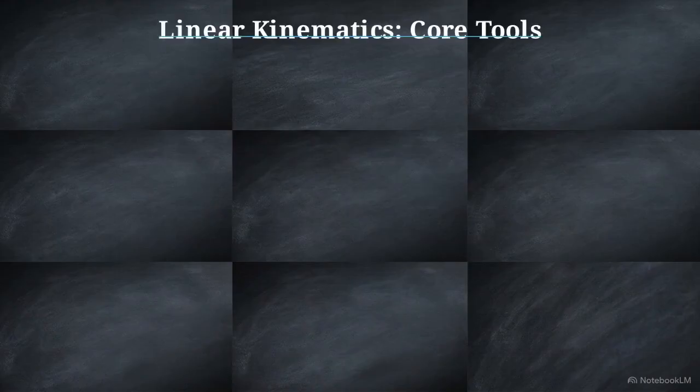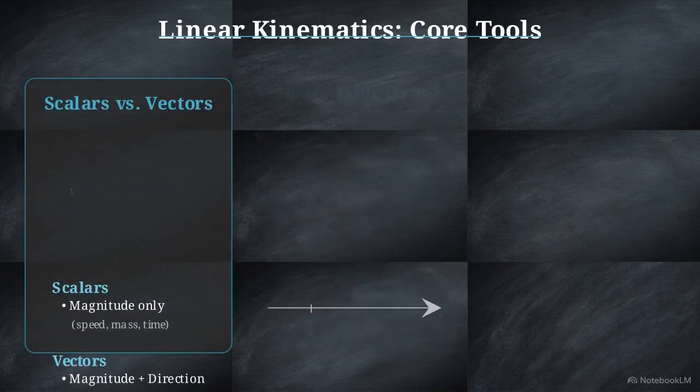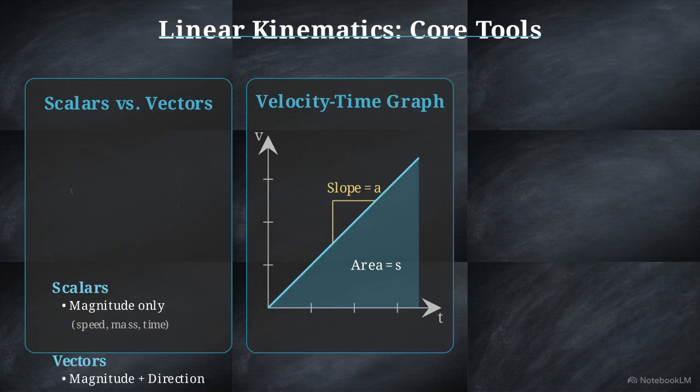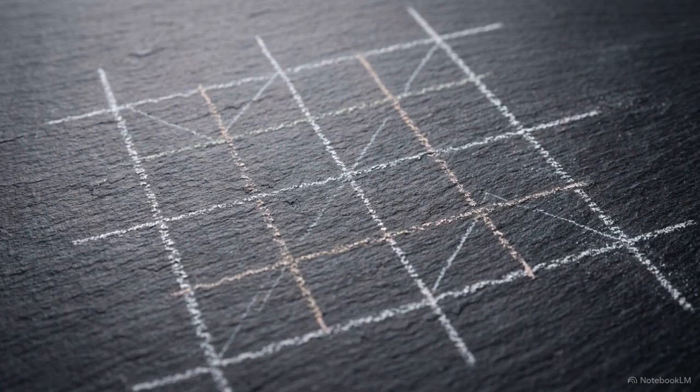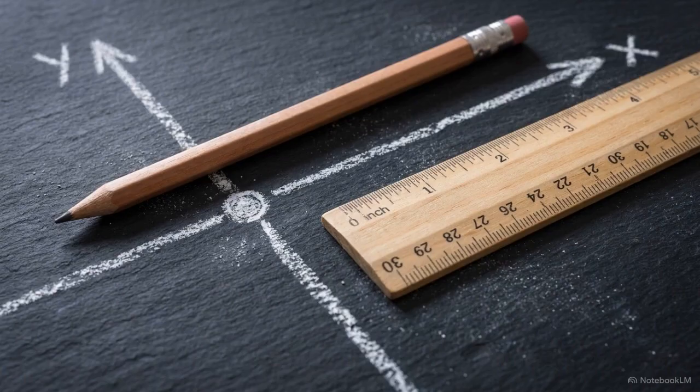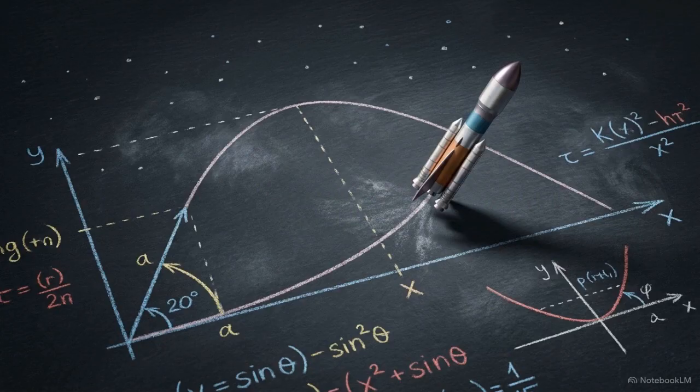To master these calculations, remember the core tools: the distinction between scalars and vectors, the slope and area relationships of the velocity time graph, and the three kinematic equations. Before beginning any calculation, ensure you have clearly defined your initial frame of reference. By applying vector logic and the SUVAT framework, the path of any object moving under constant acceleration can be determined with mathematical precision.